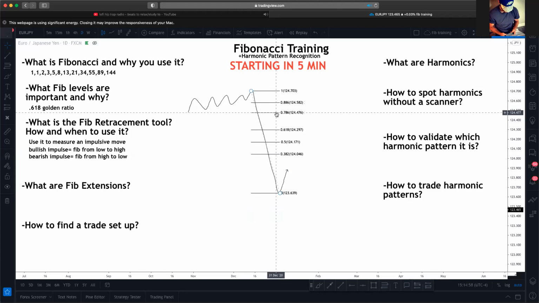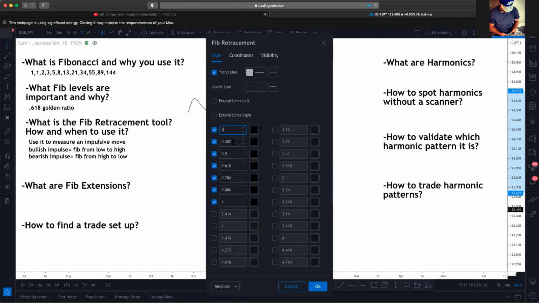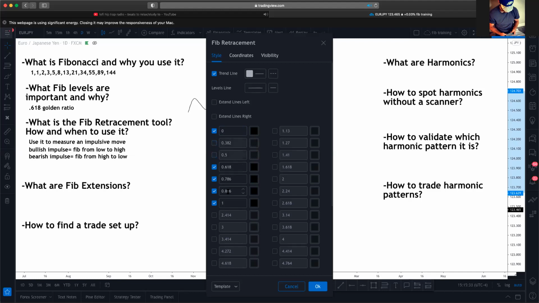Okay. Now I'm going to go into the settings just so y'all can see which settings I use. Right here, these are the main fibs that come standard on your MT4 or your TradingView. You're going to see the 38.2, the 50, the 61.8, the 78.6, and the 88.6. All right. Me personally, I only use these three.